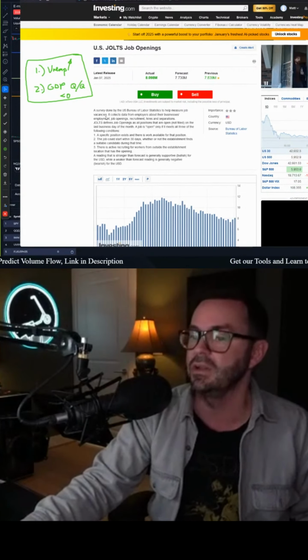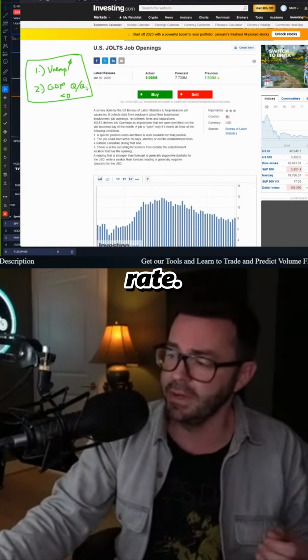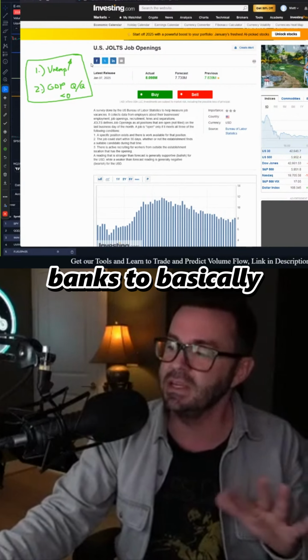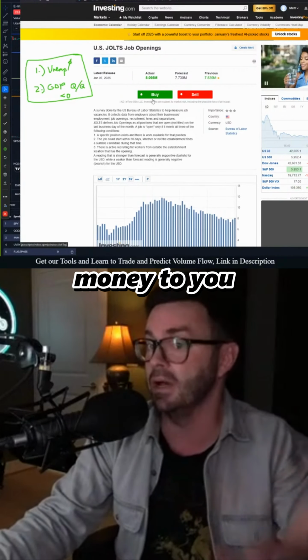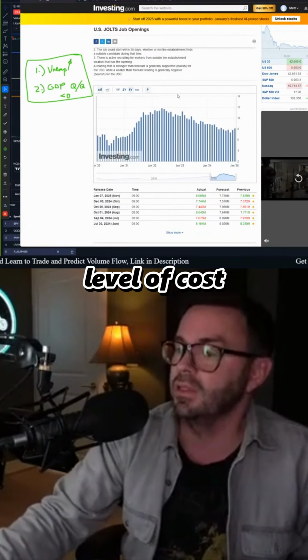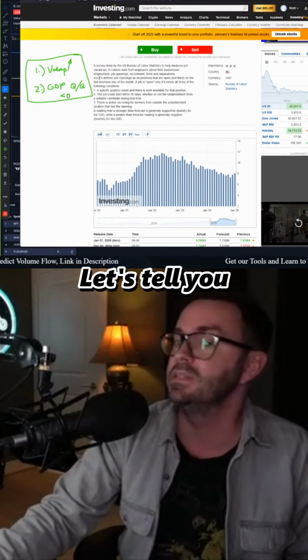That's normal inflation. That type of inflation the Fed can control pretty easily by raising the federal funds rate. That controls where deposits can go from other participating banks to basically incentivize or de-incentivize them lending money to you so you can go buy stuff on credit. But why are the JOLTS important, especially in that level of cost push inflation where that's causing a lot of stuff happening? Let's tell you what a JOLT is.